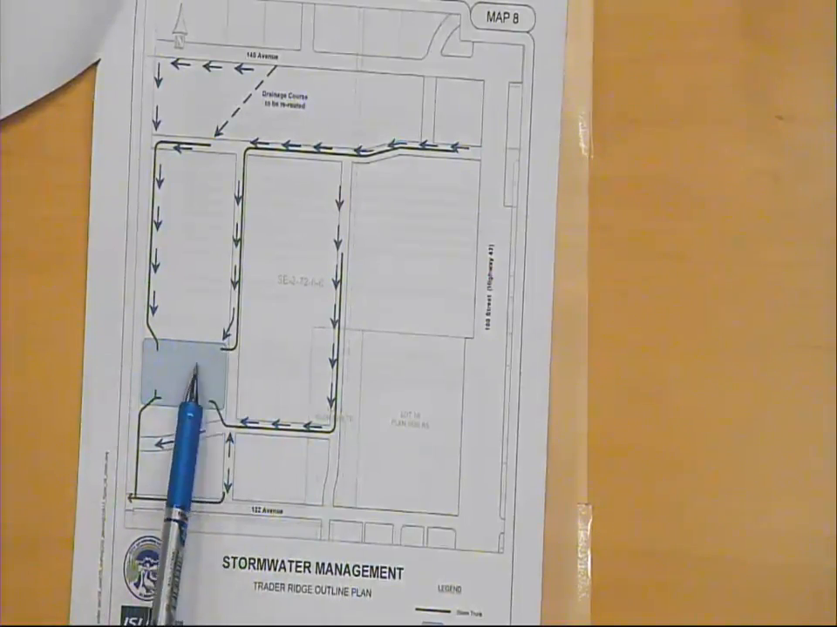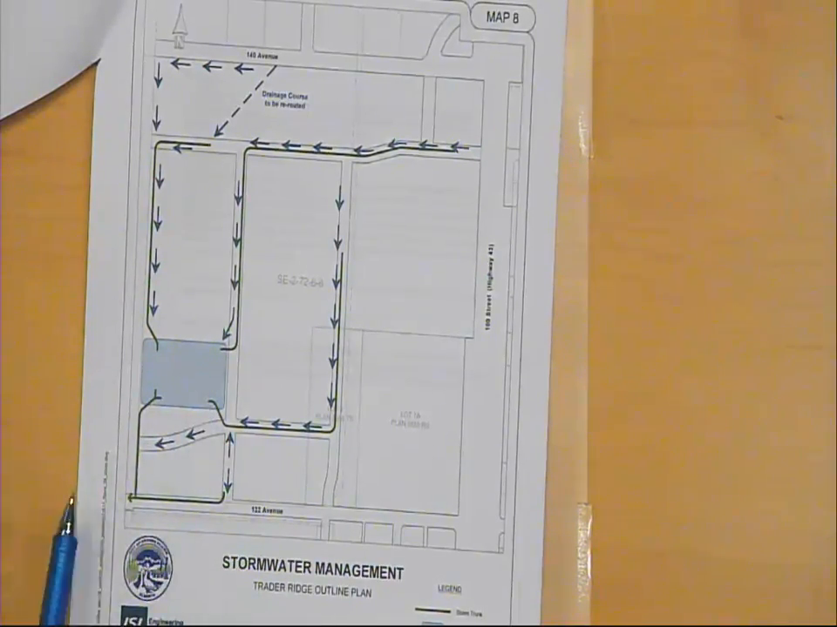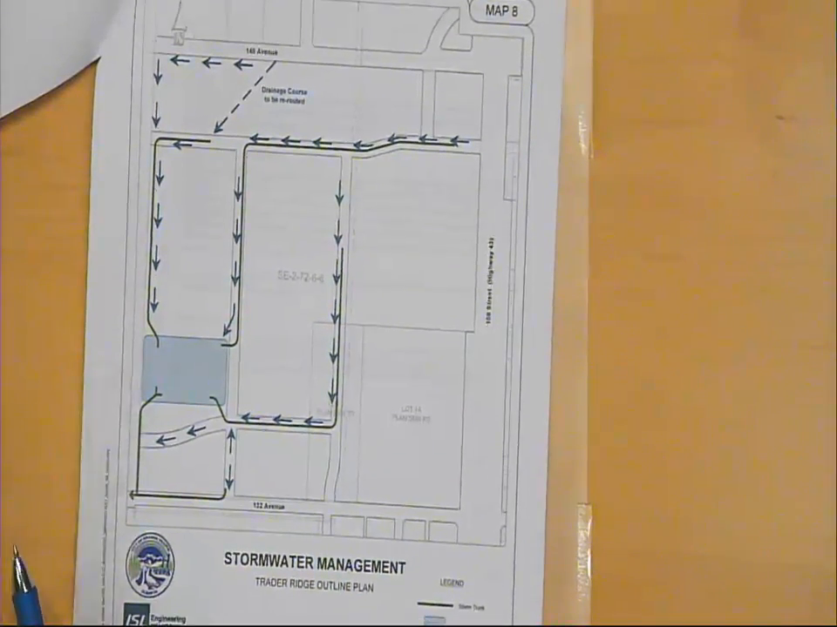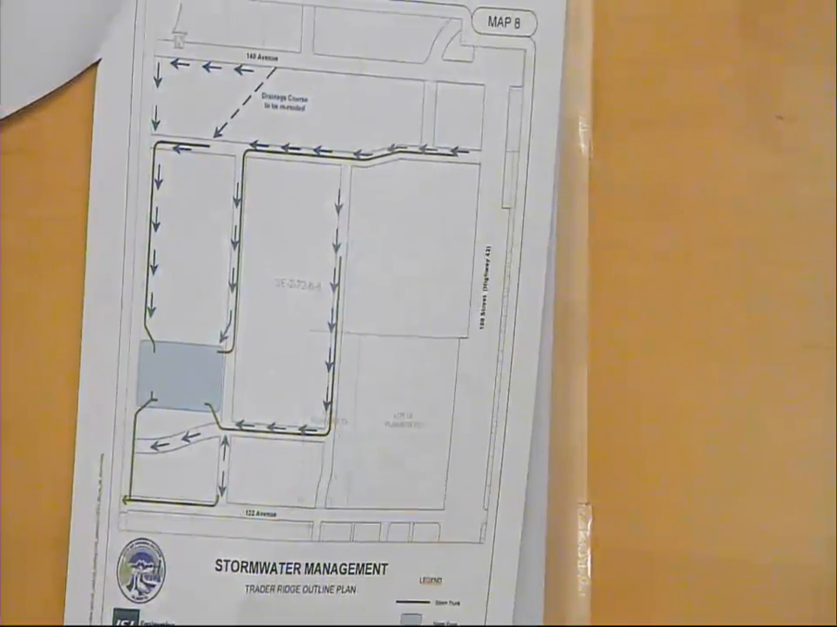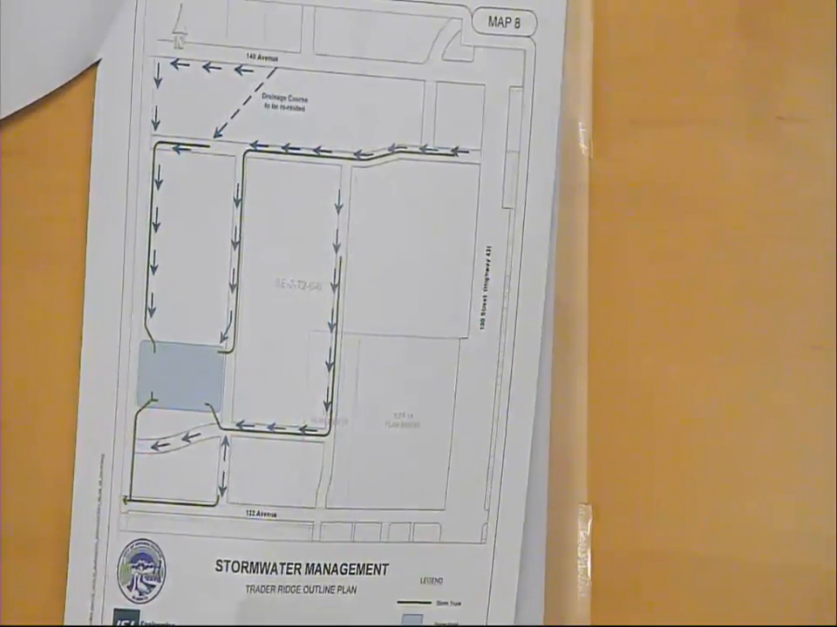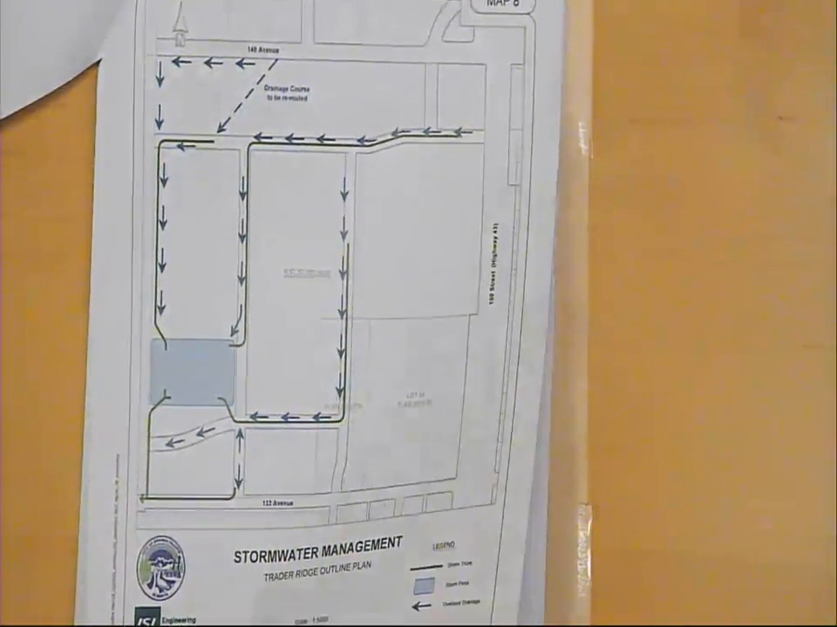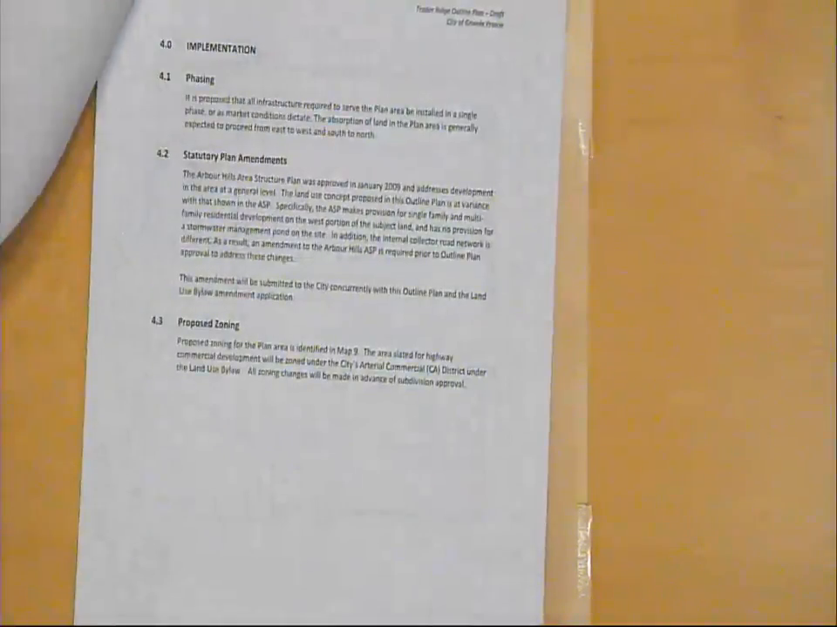So those flows would come into the pond and be released at pre-development rates to a storm sewer that was installed this year with the Arbor Hills development. So everything functionally works there. The stormwater management plan design report has also been approved with the City of Grand Prairie and Engineering Services. So essentially we are good to go there as well.